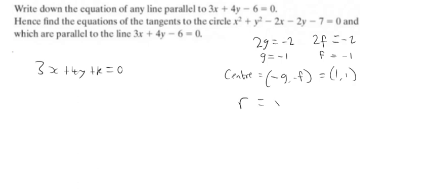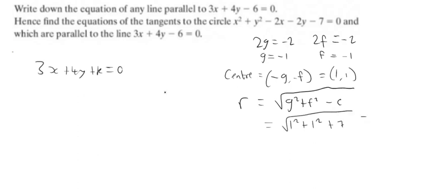So our center is 1, 1. Our radius, I can use this formula, it's in the log table, so the square root of g squared plus f squared minus c. So therefore 1 squared plus 1 squared, well they're both minus 1 squared, but it won't make a difference, and then minus minus 7, so plus 7. So the square root of that, that's going to give me 9, so root 9, so that's 3. So radius is 3 here. I know that the center is 1, 1.